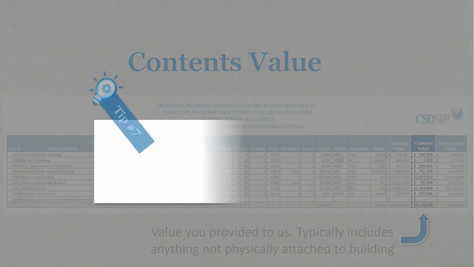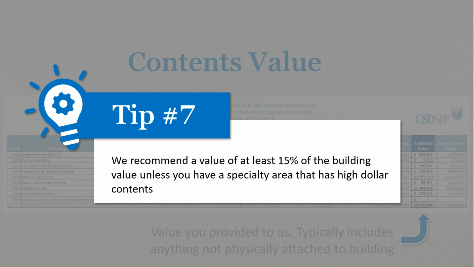Tip 7. When you are looking at your content value, we generally recommend at least 15% of the building value is the amount for contents for each location, unless you have a specialty area such as a server room, a shop, or an industrial art shop that has high dollar contents.